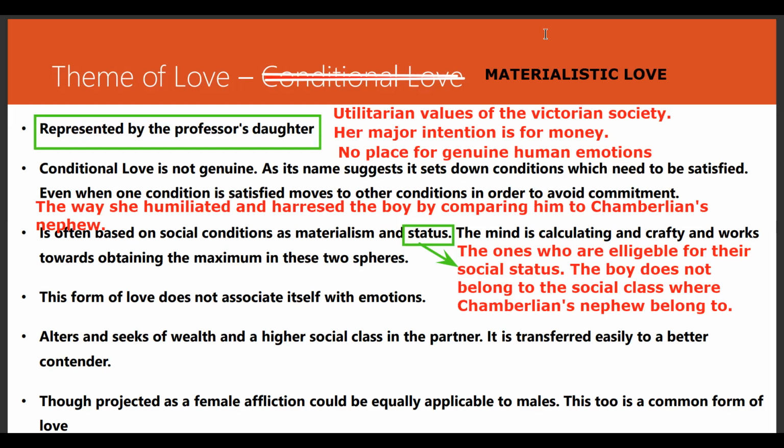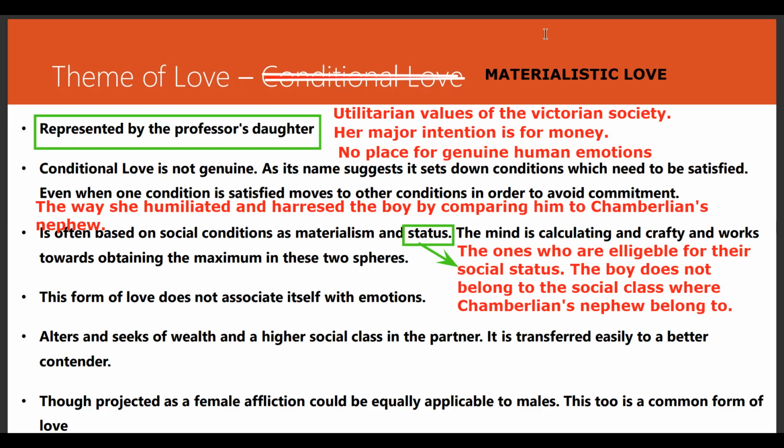That's it, right? So she will not think about the emotions, right? There is nothing like that. She will take that decision. We can't say she is wrong, right? This is the reality of Victorian society, whether you like it or not. They have to take that decision. Otherwise, they didn't have any alternative, right? So they take that decision.